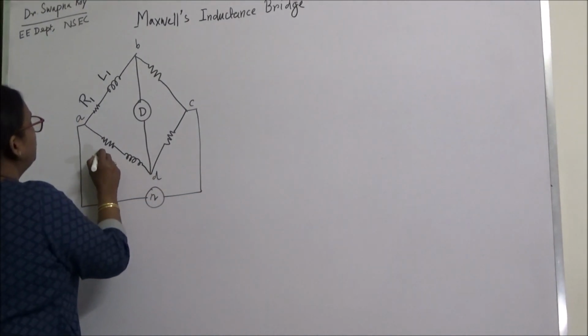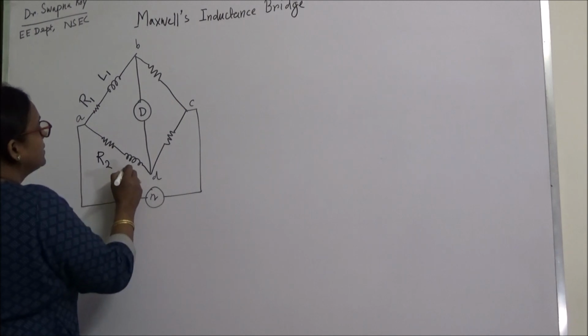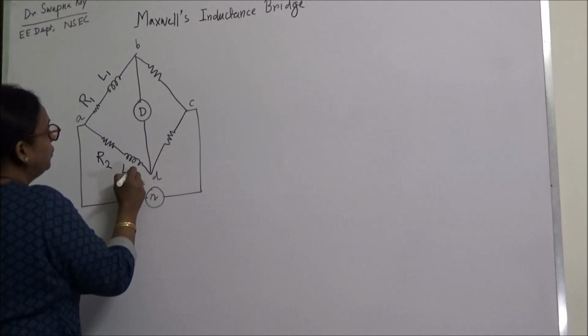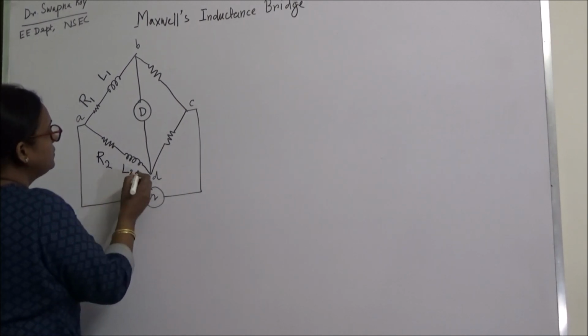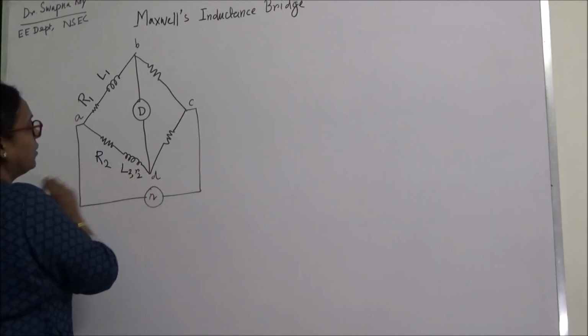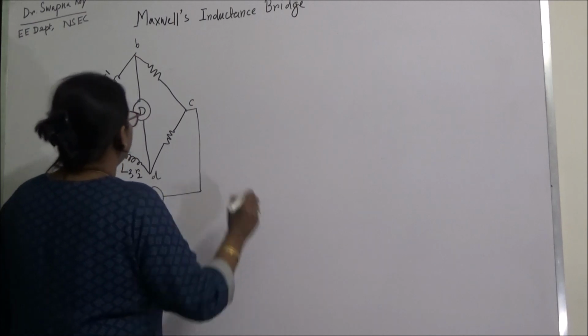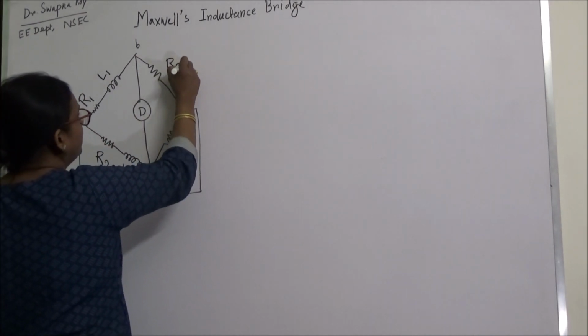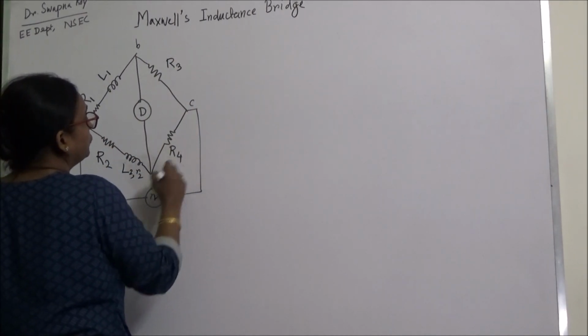This is R2. This is L2 inductance, and small r2 is the internal resistance of this inductor. This is R3. This is R4.